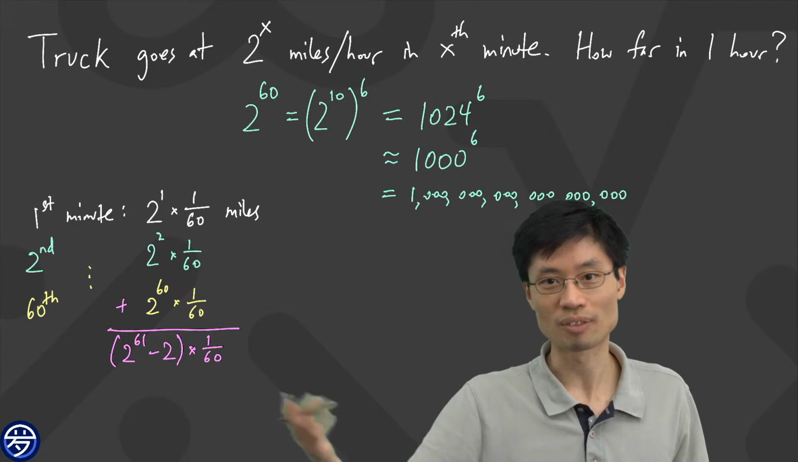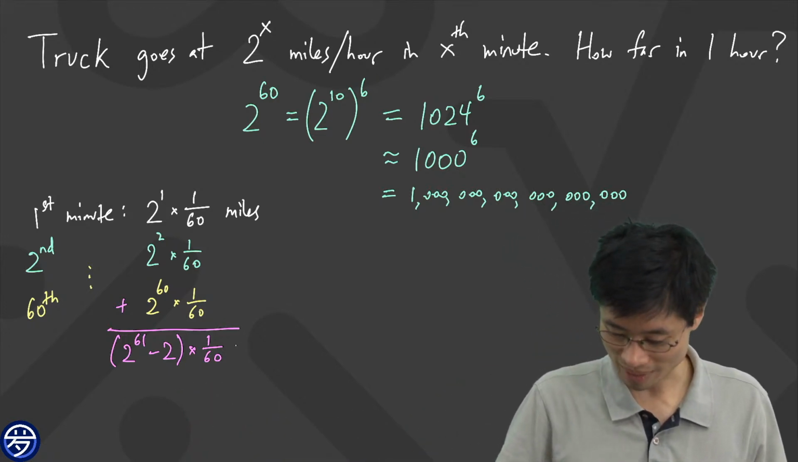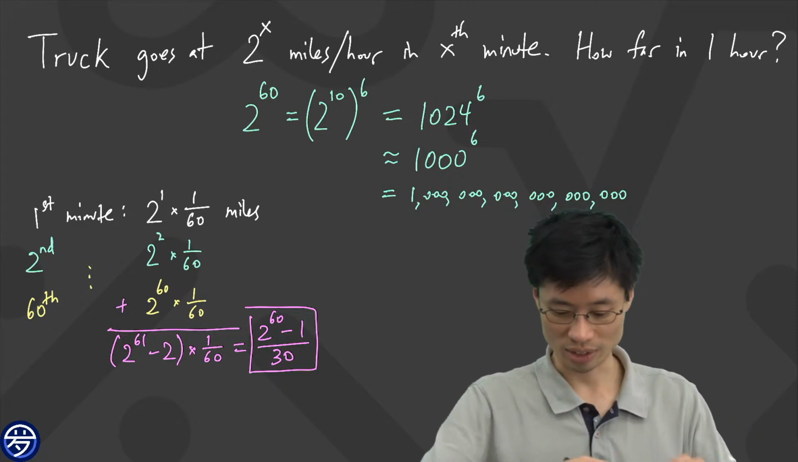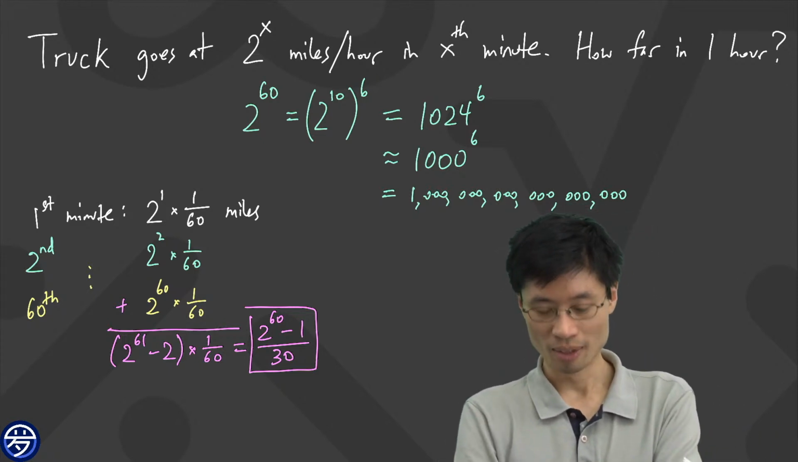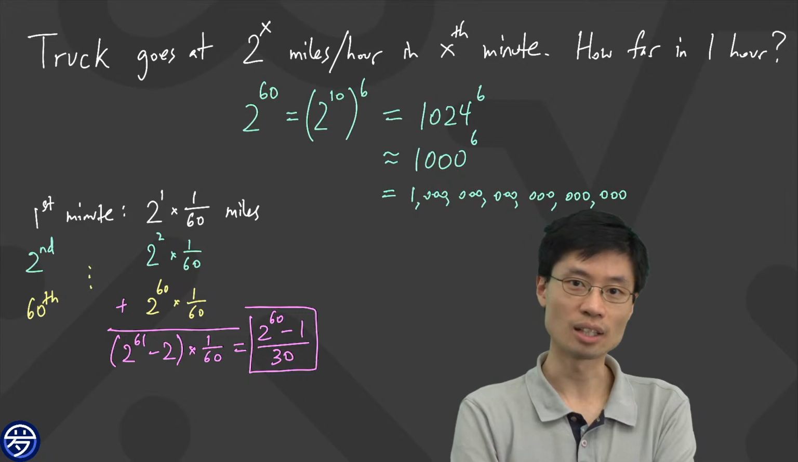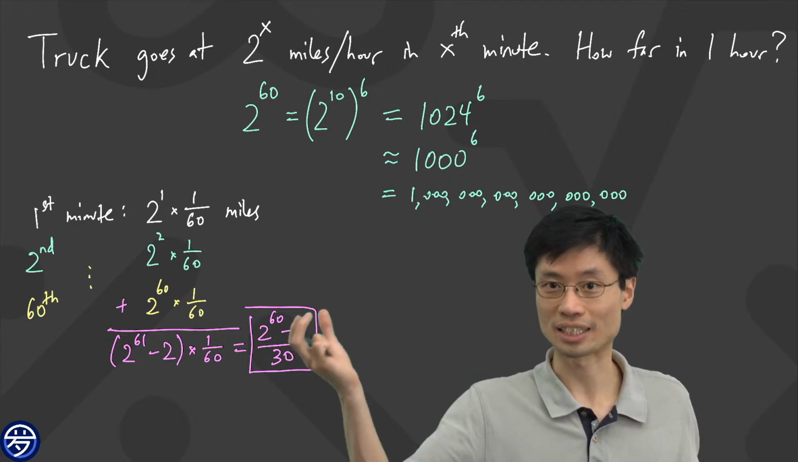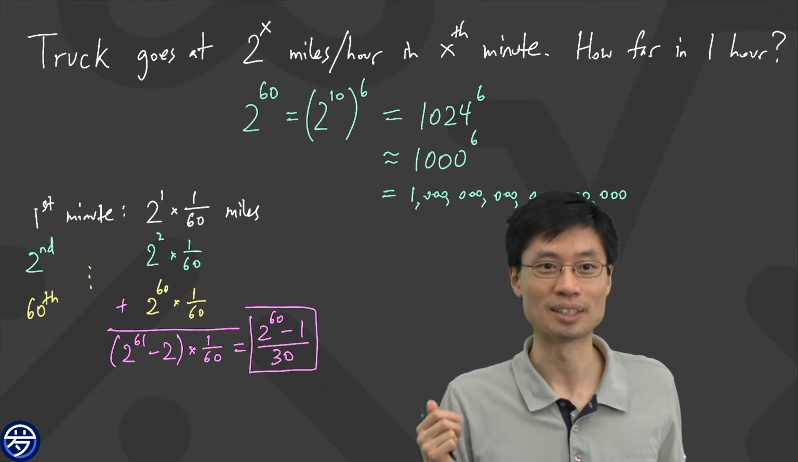And we could simplify this if I wanted to. Part of me wants to simplify it. I'll get 2 to the power 60 minus 1 over 30. And that doesn't simplify anymore. Actually, does it? Well, 30 has factors of 3 and 5, not entirely clear, but even if I could simplify it, it would look worse if I tried to divide out the 3 or the 5 from here.